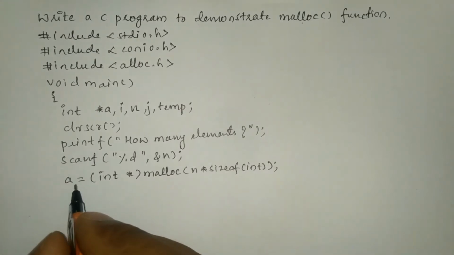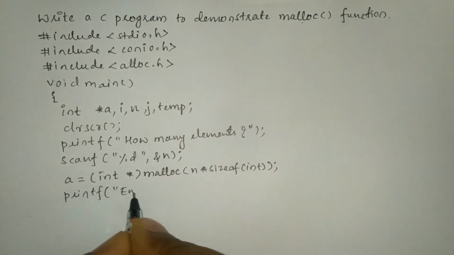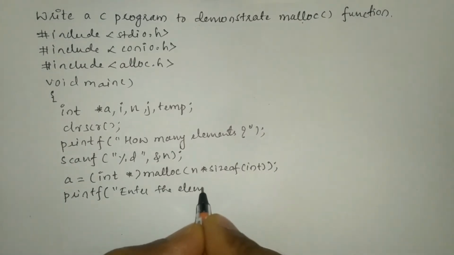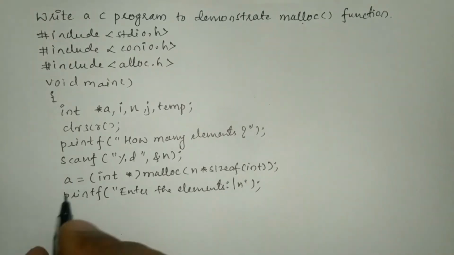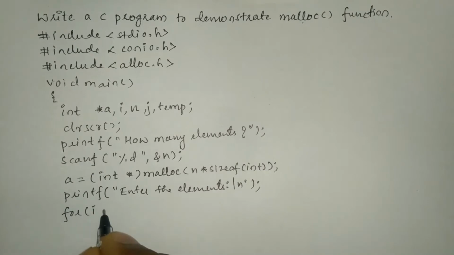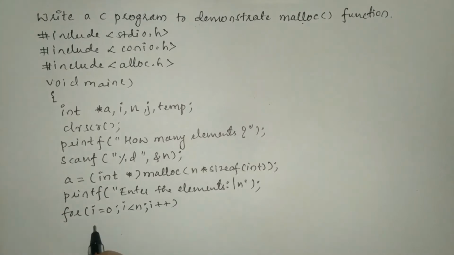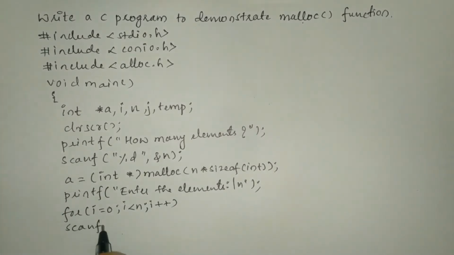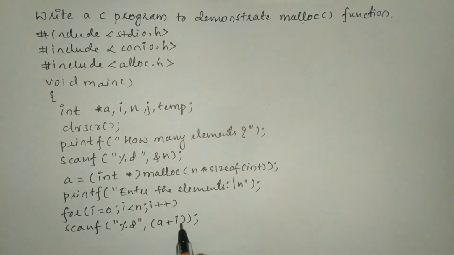Now let us ask the user to enter the elements using a printf statement. In double quotation marks I'm going to write enter the elements. So here I'll write \n, end the double quotation mark and put a semicolon, and we are going to iterate through a for loop: for i is equal to 0, i is less than n, and i plus plus. So now we are going to receive the value each time using the scanf function. So in double quotation marks I'll write the format specifier %d, comma, here I'm going to write a plus i, and then close the bracket, put a semicolon.